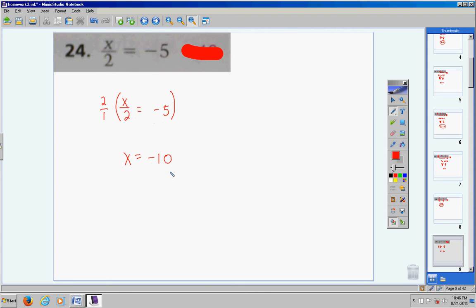Now we're finished. Step 3, simplify. There's no simplifying. Step 4, get your variable terms on one side, constant terms on the other. That's done. Then divide by the coefficient. There's no coefficient right here, so we're finished. The answer is x equals negative 10.